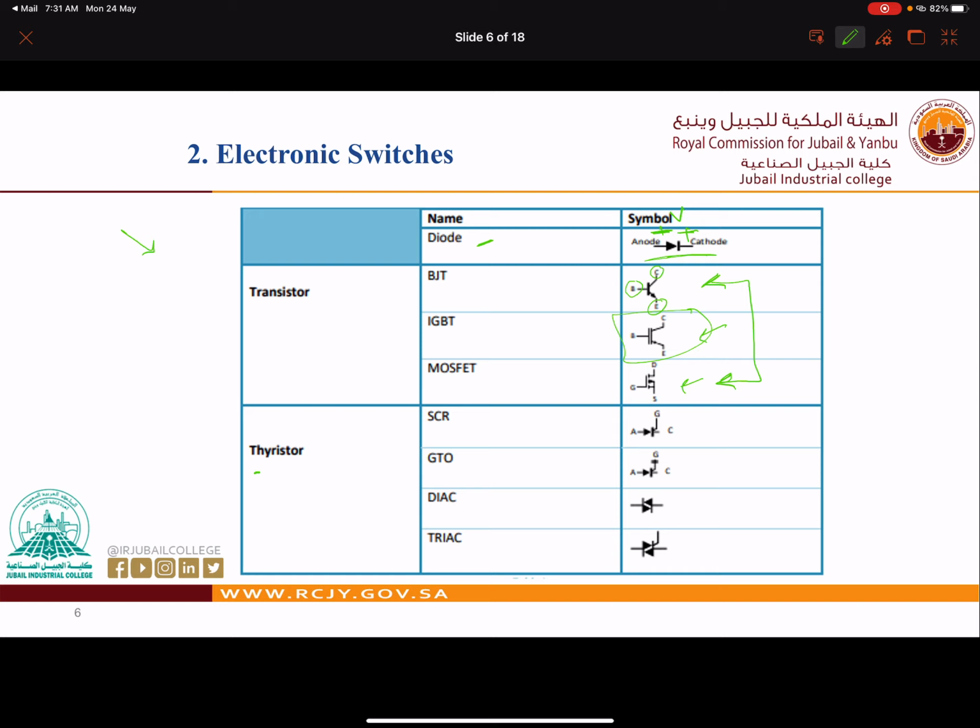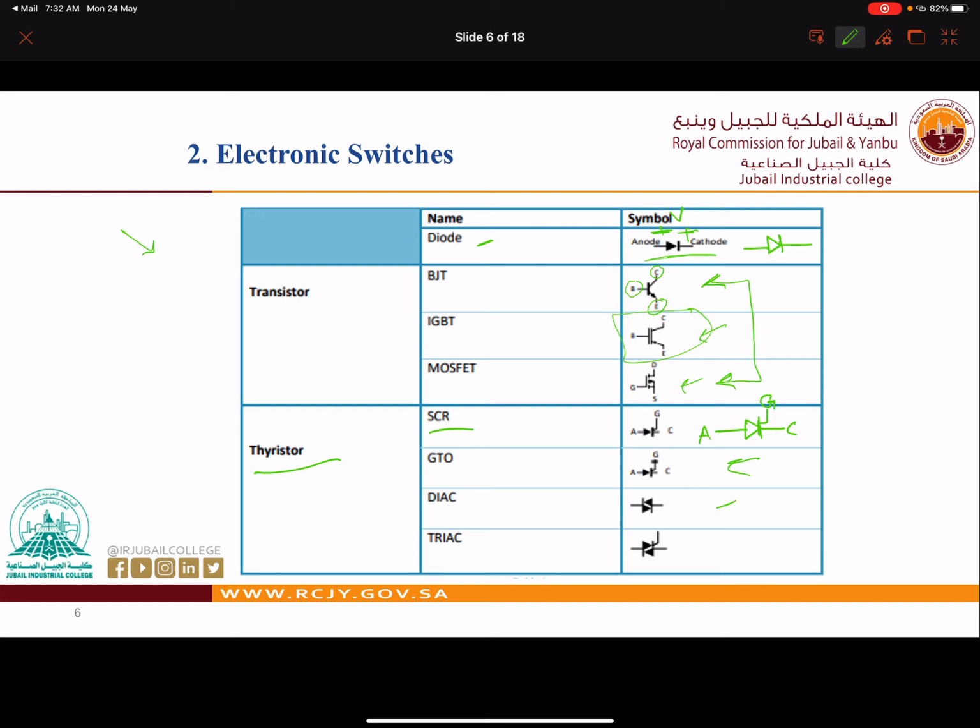And let's go for the thyristors. We have SCR. So SCR, now this is the diode, the symbol of the diode. Now for the SCR, it's the same symbol, but we have a gate. We have here a gate, G. So we have three terminals, G and anode and cathode, right? So it is the same as the diode, but it is controlled by a gate.